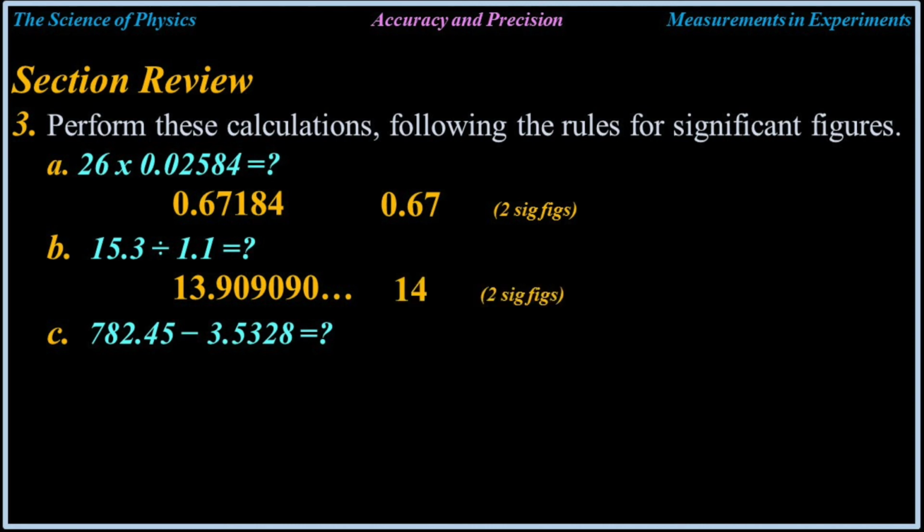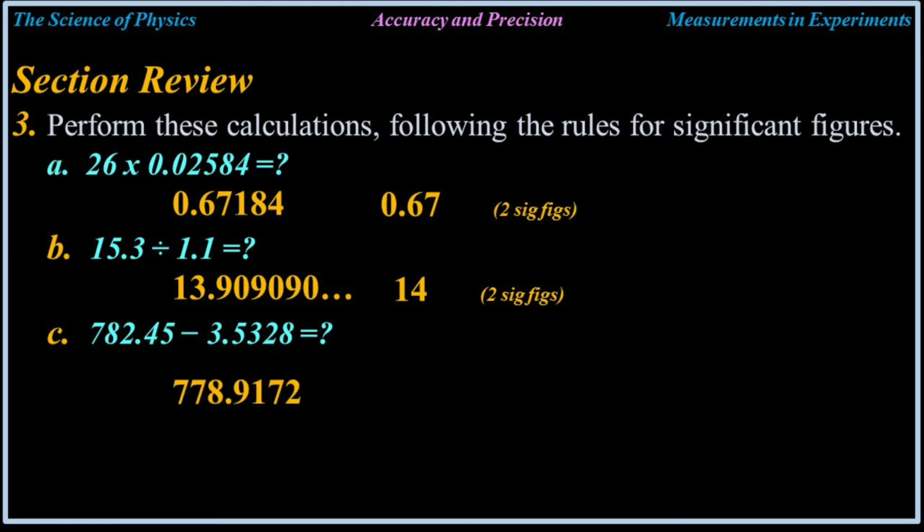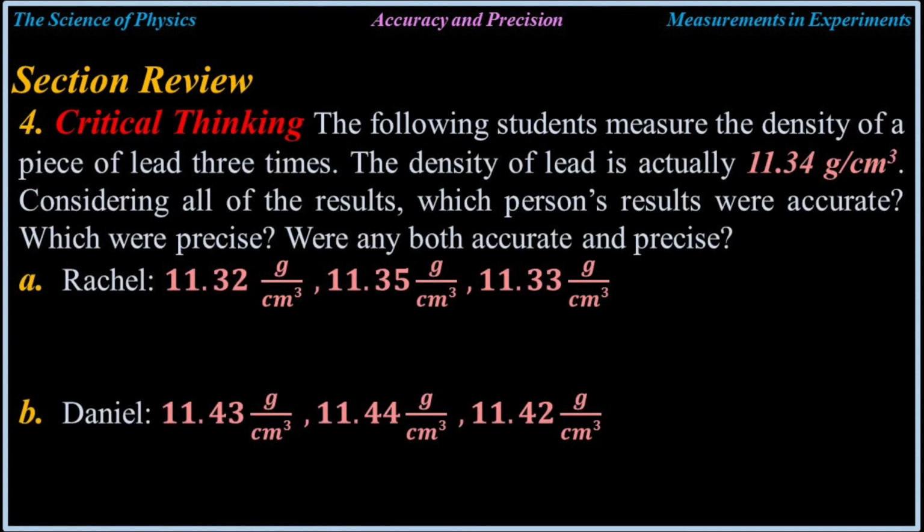And the next one has to be rounded to the hundredths place. Because remember, when adding or subtracting, your answer cannot have any more precision than the least precise value. So the least precise value is 0.45. So I need 2 decimal places there. Excellent. The next one. Critical thinking.